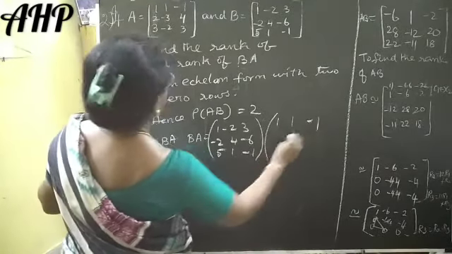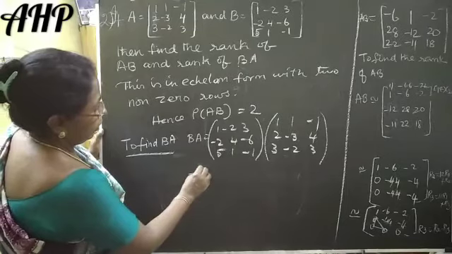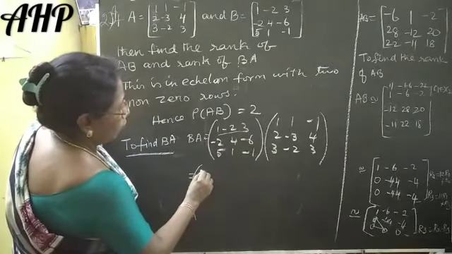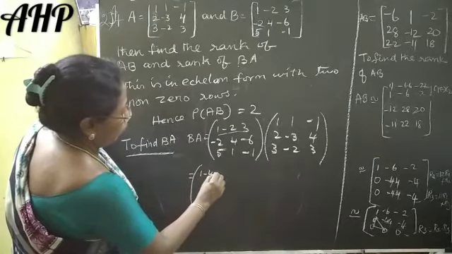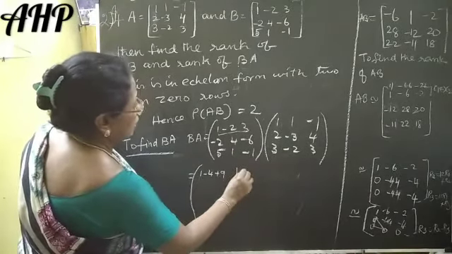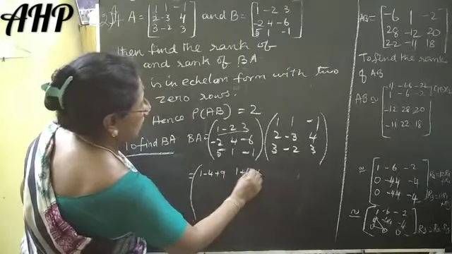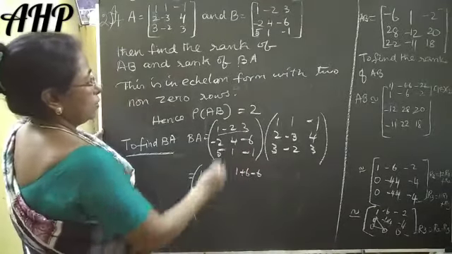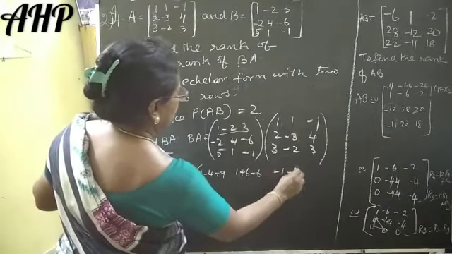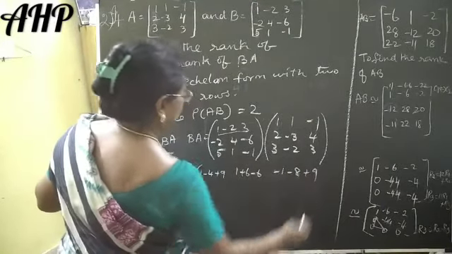So, you are going to multiply the row with column. So, this is equal to this row with this column: 1 minus 4 plus 9. This row with second column: 1 plus 6 minus 6. Then this row with this column: minus 1 minus 8 plus 9.